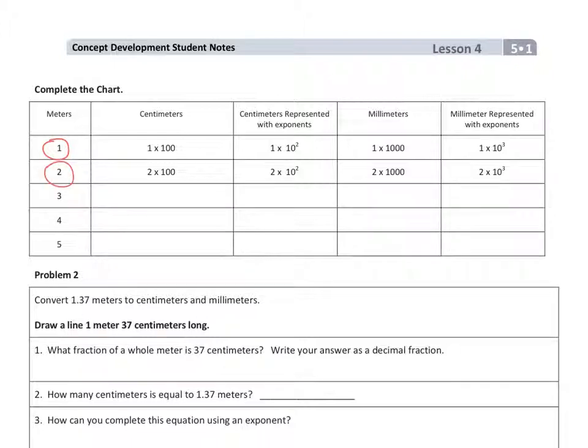For 2 meters, the same, except it would be 2 times 100, or 2 times 10 to the second. Because if every meter has 100 centimeters, then 2 meters is going to be 2 times 100.